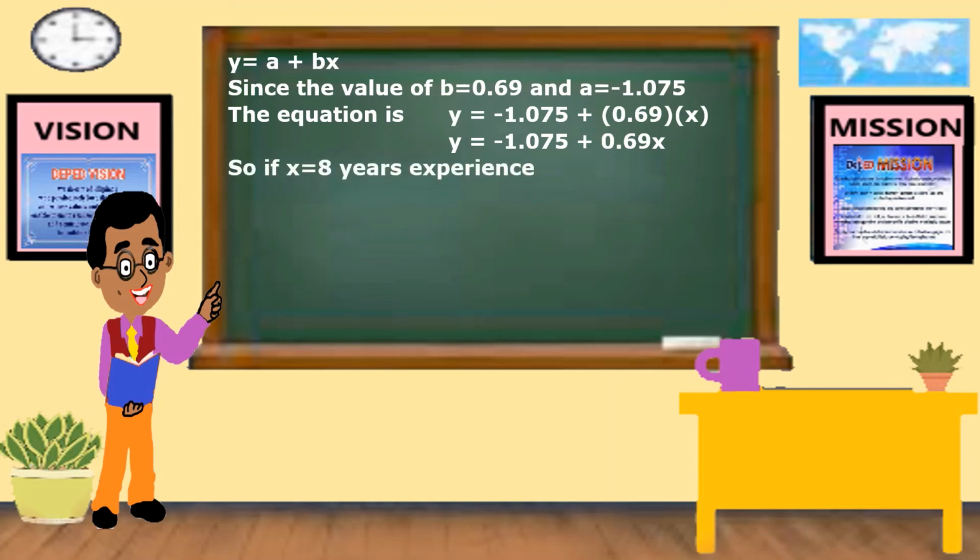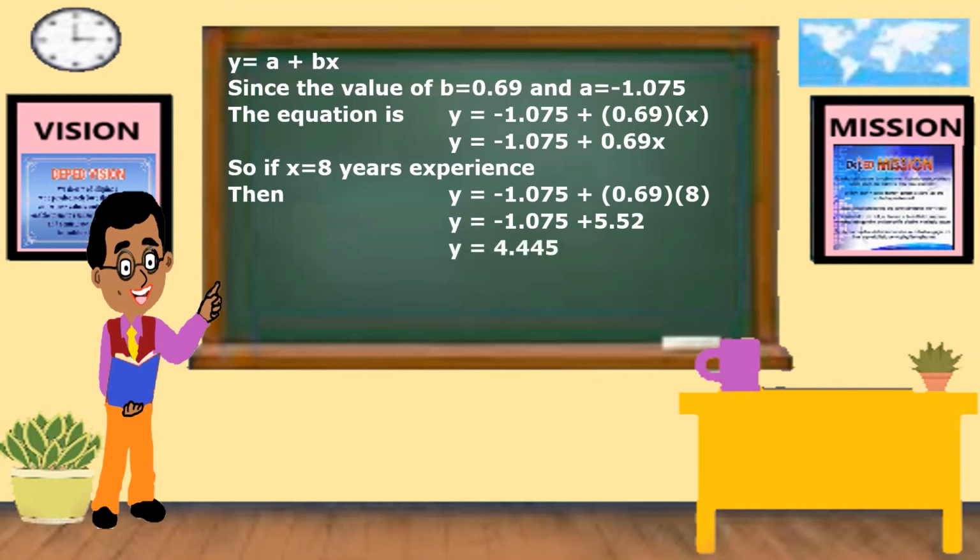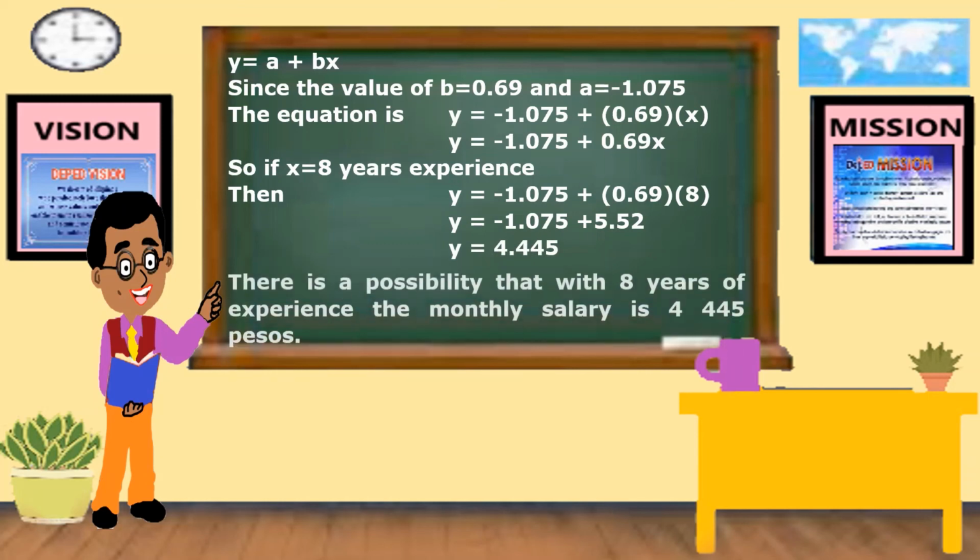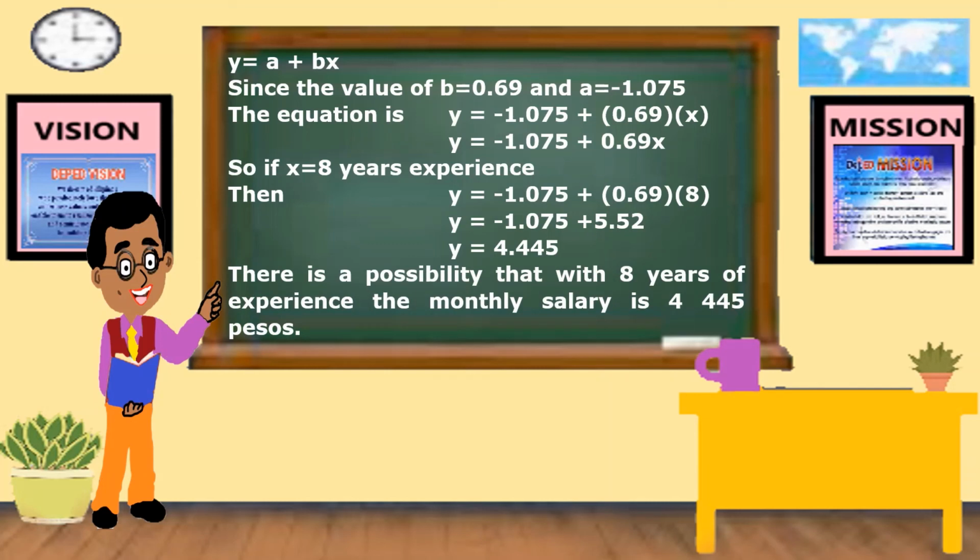If x is 8 years of experience, then y equals negative 1.075 plus 0.69 times 8. So y equals negative 1.075 plus 5.52, and y is equal to 4.445. There is a possibility that with 8 years of experience, the monthly salary is 4,445 pesos.